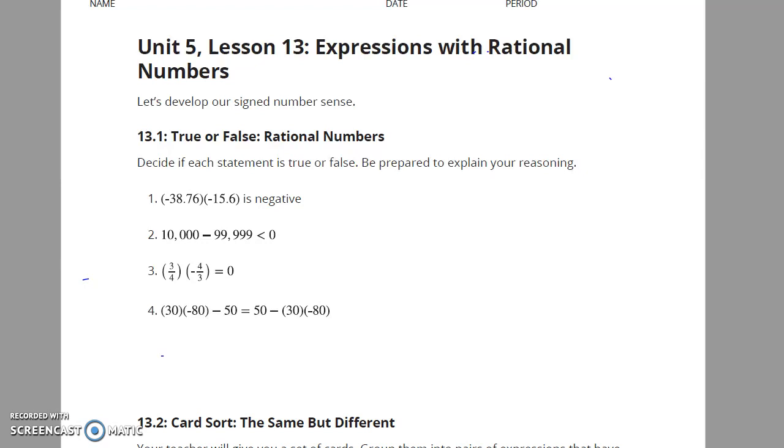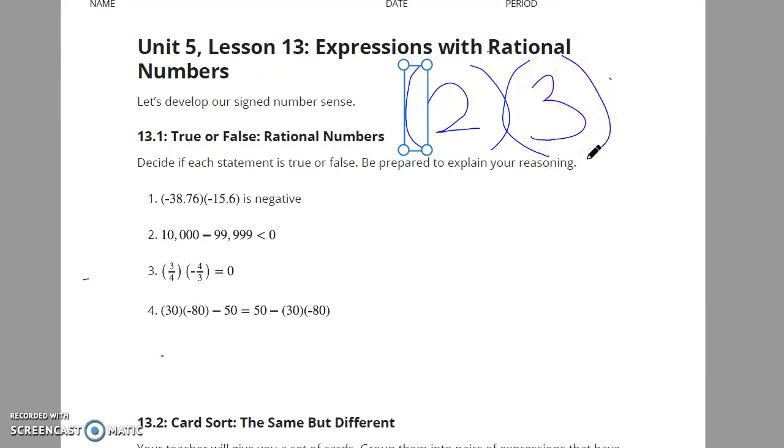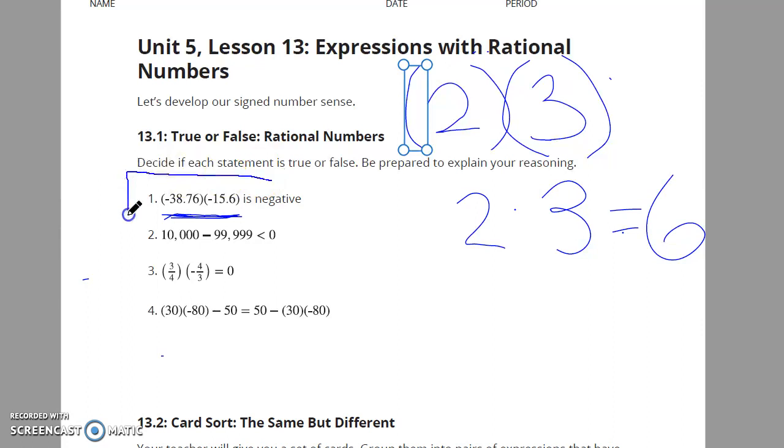For your warm up today, I want you to remember that when you have two numbers next to each other in parentheses, that means there's multiplying. It's the same as if it looked like this, which would equal 6. So when you have this number right here, where it's negative 38.76 times negative 15.6, you are looking to see if this statement is true or false.